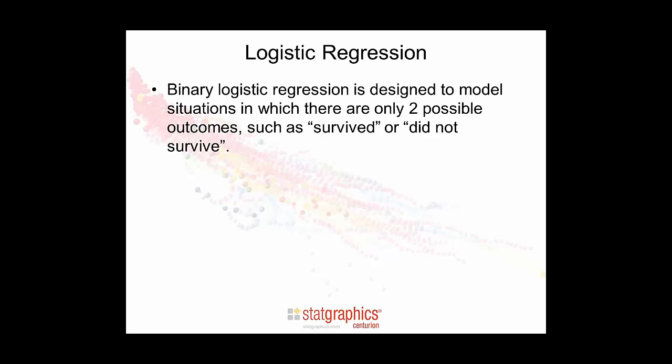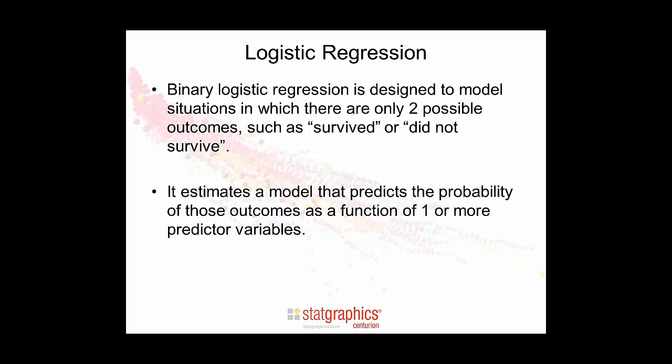And in particular, we're going to be talking about binary logistic regression. Binary logistic regression is designed to model variables with only two possible outcomes. And in this case, the outcomes are going to be survived or did not survive. Now, what a logistic regression does is it builds a regression style model, a regression model to predict the probability of those outcomes. In this case, to predict the probability that an individual will have survived based upon various factors, and in fact, based upon one or more predictor variables.